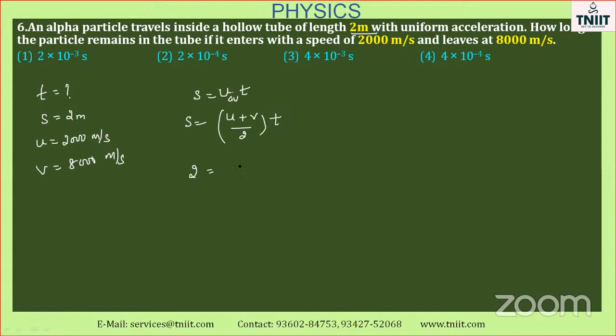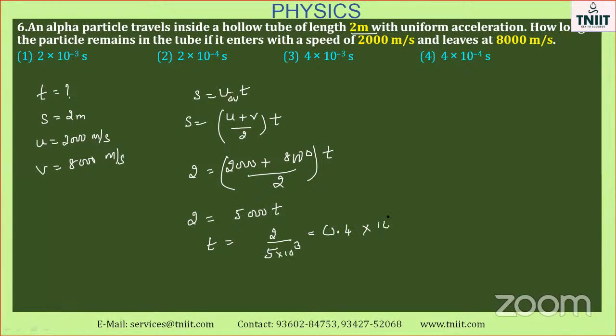So distance covered is 2. u is 2000 plus 8000 divided by 2 into t. So 2 equals 10,000 by 2, which is 5,000, into t. So t will be 2 by 5 into 10 power minus 3. 2 by 5 is 0.4 into 10 power minus 3, or you can take this as 4 into 10 power minus 4. Option 4 is the right answer: 4 into 10 power minus 4 second.